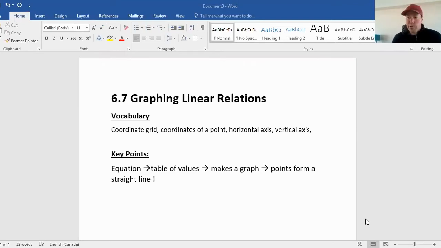And the key point from today's lesson, when you walk away from this math lesson, we are going to learn that an equation can create a table of values, and we can graph those table of values. And if it's a linear relation, those points will form a straight line. All right, so right there is everything we're going to learn in today's lesson. Let's start, shall we? So look at our textbook here.